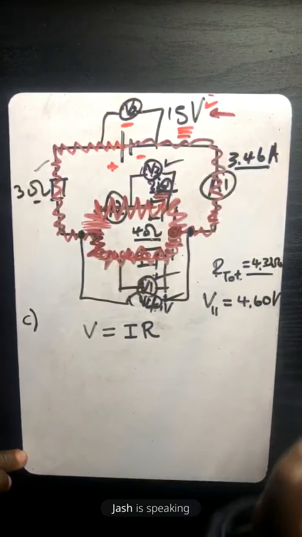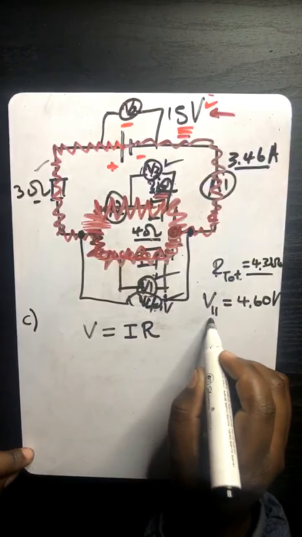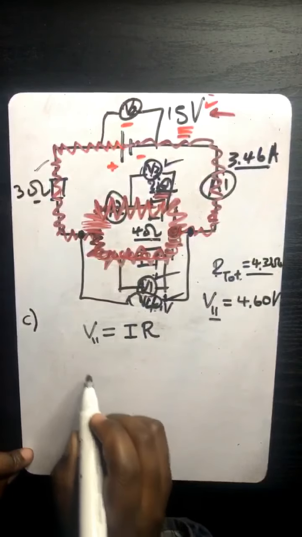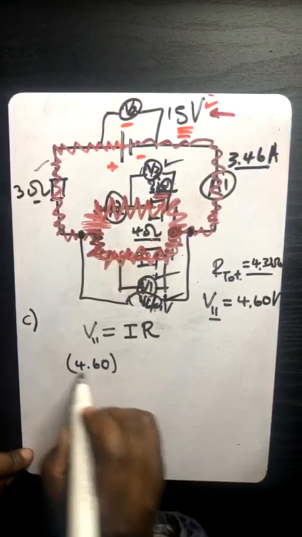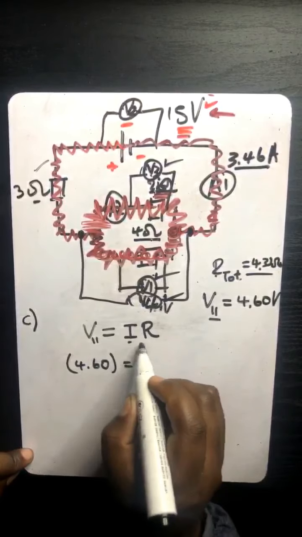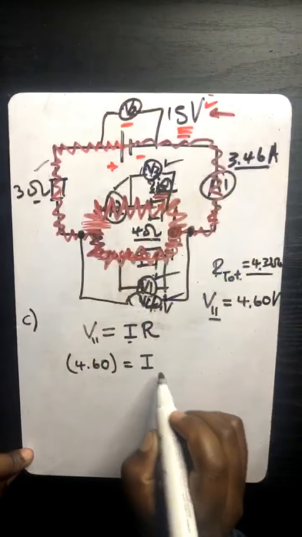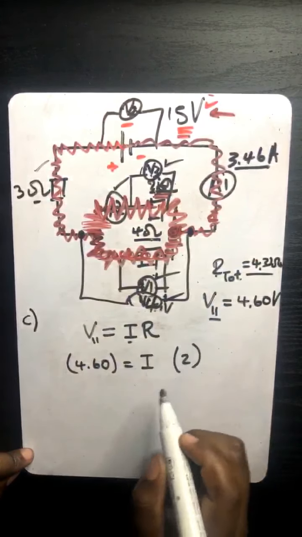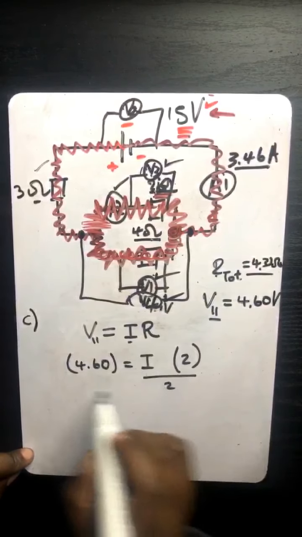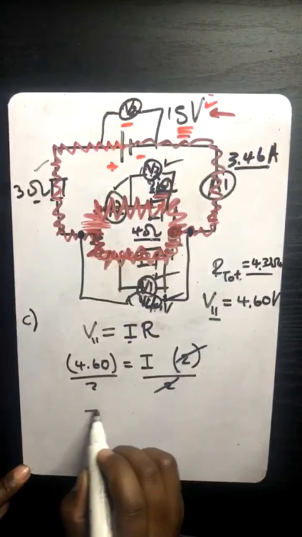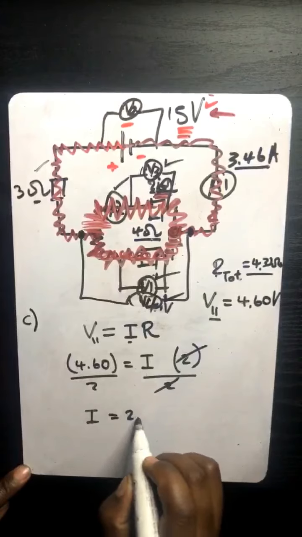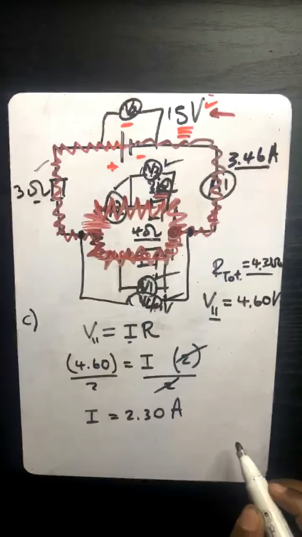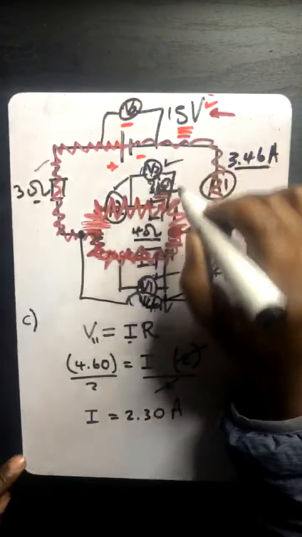So can you see? If you're going to substitute the V parallel, that means whatever here, you must also calculate for the V parallel. Is it not 4,60? So what are we calculating exactly? Are we calculating current? Yes. So this is the current through the 2 ohm resistor. That is why we substitute that 2 ohm resistor. So you just divide by 2, that cancels, and your current is equal to 2,30 amperes. So the current flowing through this side is actually 2,30 amperes.